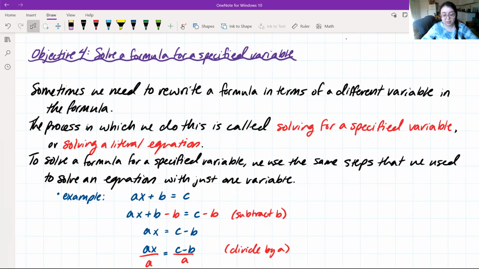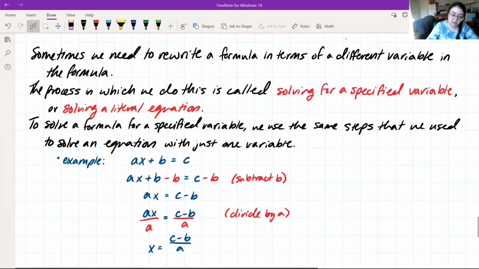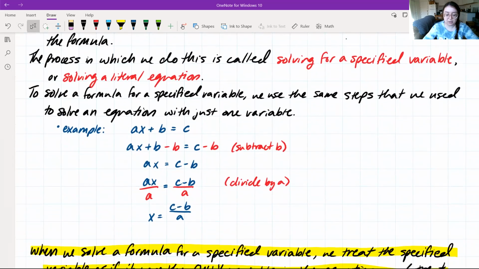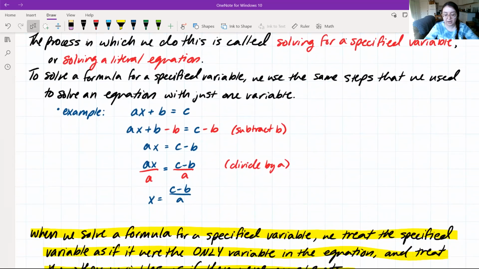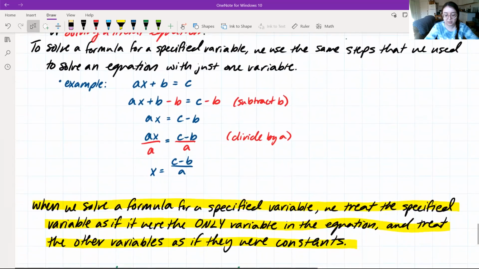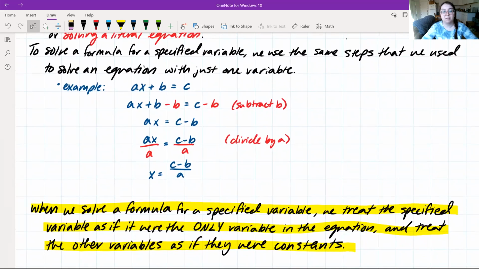To solve a formula for a specified variable, we use the same steps that we use to solve an equation with just one variable. So when we work on these problems, where we're rewriting or solving for these specified variables, what we're really doing is working in a more theoretical way. We're going to work with the concepts that we're using, and then we can go ahead and plug values in. As an example, if we have terms such as ax plus b is equal to c, we would do everything we can in order to find whatever our variable is.